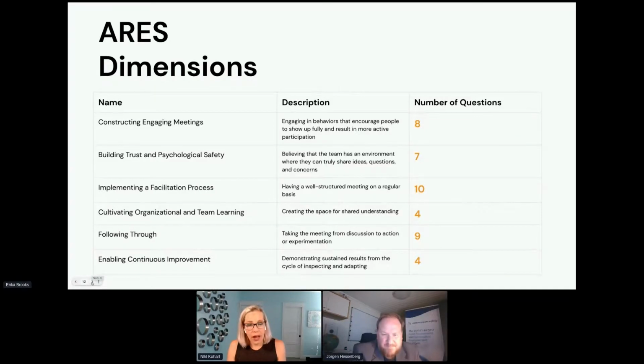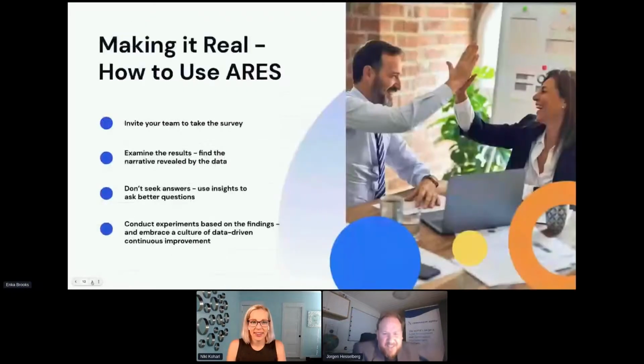And with that, I'll send it over to Jorgen to talk more about how these dimensions actually translate into a report that you can use to up-level your retros. So I'll hand it over to you. Thank you for that.